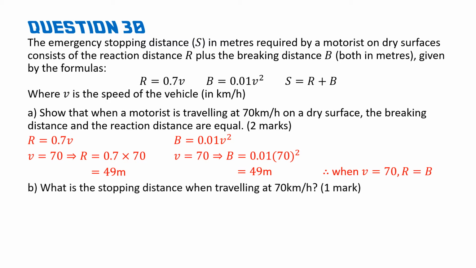Part B then says, what is the stopping distance when traveling at 70 kilometers per hour? Well, our stopping distance S is equal to R plus B. So both R and B are 49, so we add 49 and 49 together so that we get a stopping distance of 98 meters.